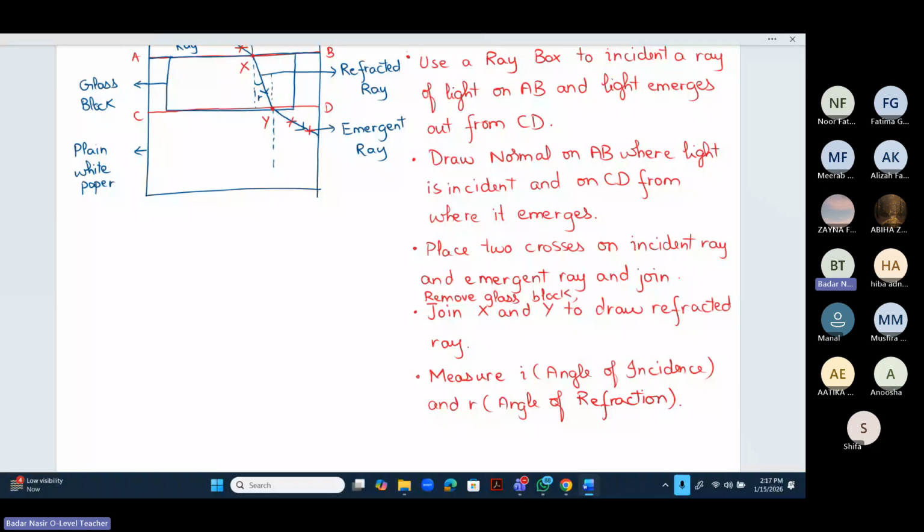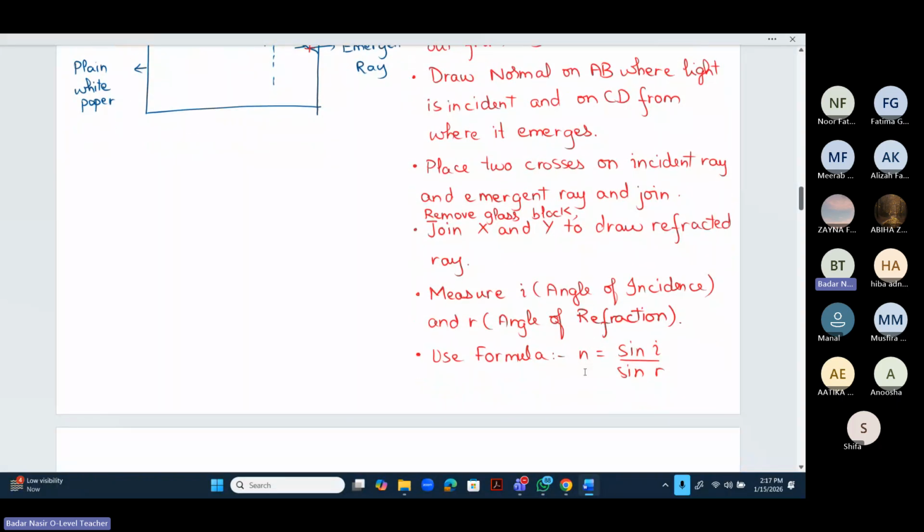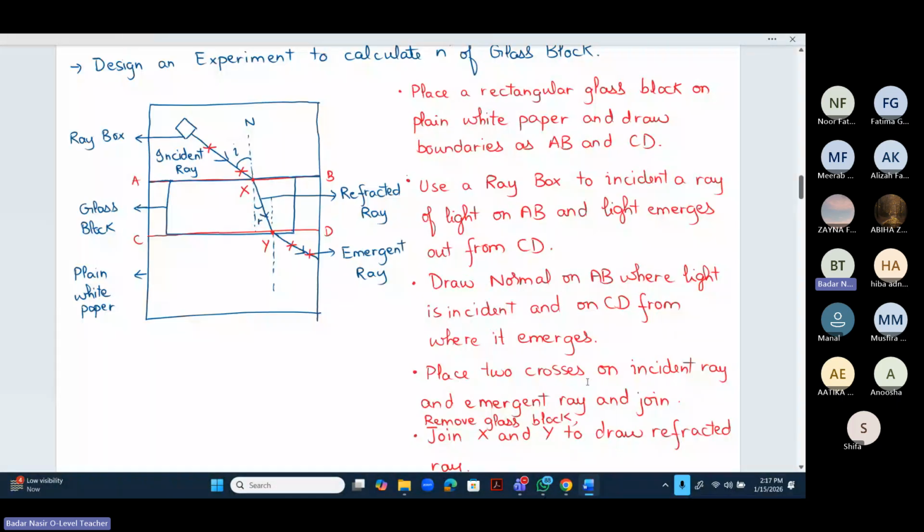Okay. So once you have measured, now we have to use the formula for the refractive index. What is the formula? n is equal to sine i over sine r. Now we are going to do what? We will repeat the experiment. So we will repeat the whole experiment by increasing the angle of incidence and measuring the corresponding refracted angles.